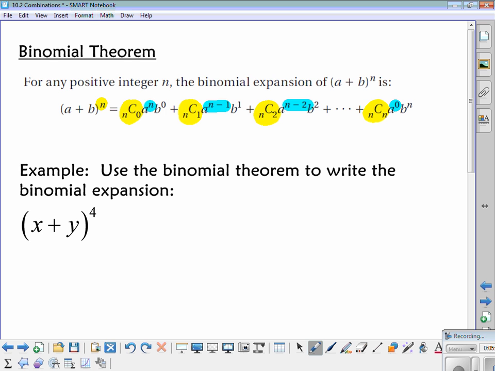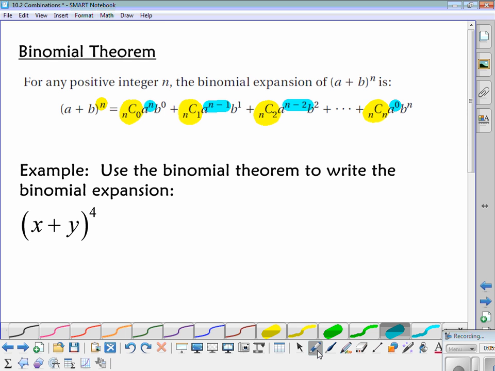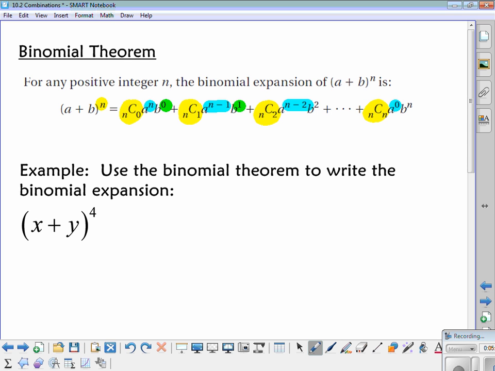Okay? And then the opposite is happening with the b. That's starting at 0 and counting up until I get up to the number of the power. So in the case of, if we were doing it to the 8th power, it would be 0, 1, 2, 3, 4, 5, 6, 7, 8.